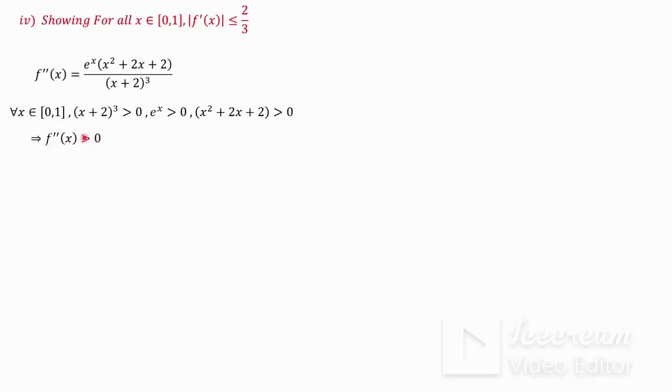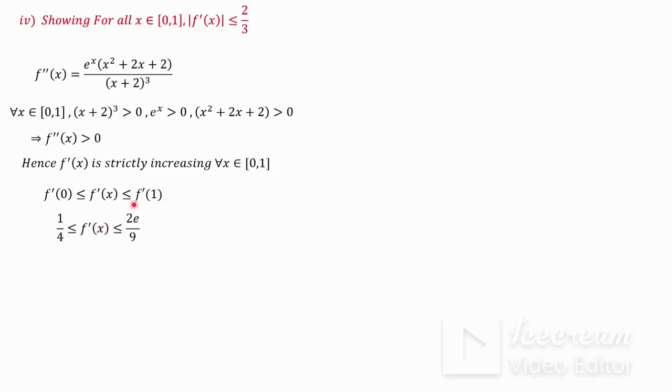Since f double prime of x is greater than 0 for all x in the interval 0 to 1, we can conclude that f prime of x is strictly increasing in the interval 0 to 1. From this we can write the statement: f prime of 0 is less than or equal to f prime of x, less than or equal to f prime of 1. What is f prime of 0? f prime of 0 is 1/4, and f prime of 1 is 2e divided by 9.